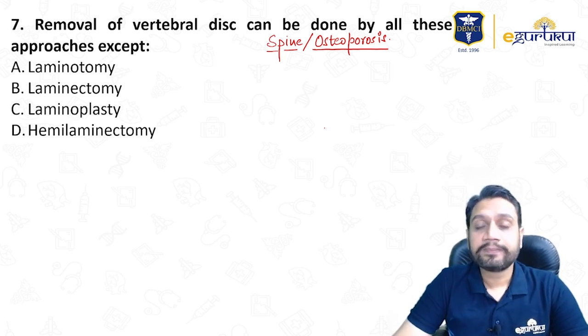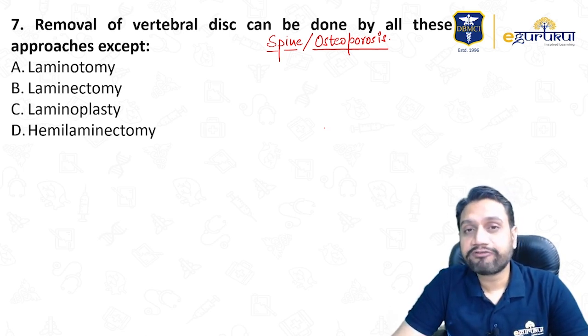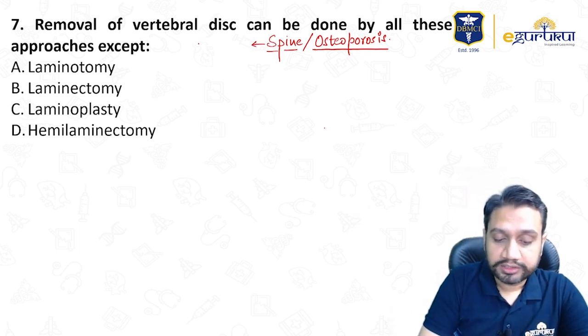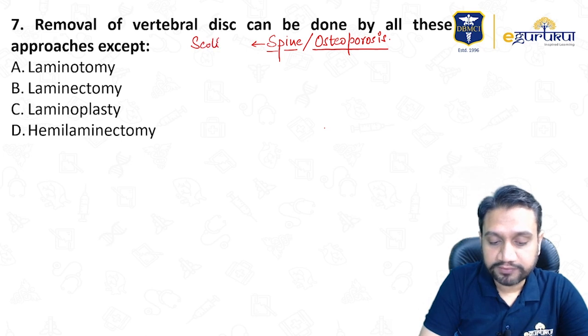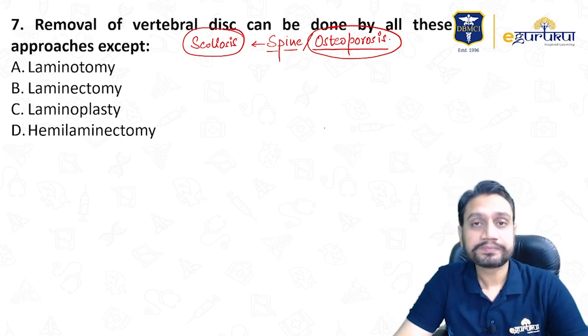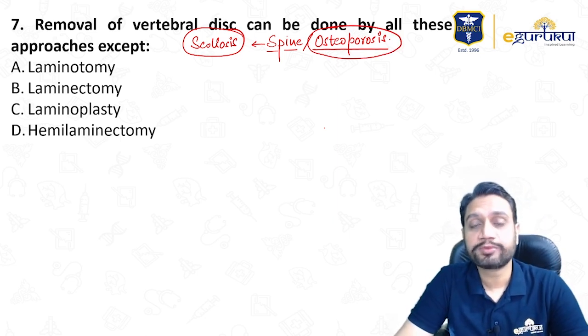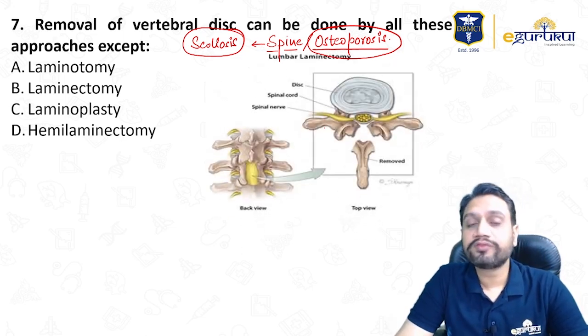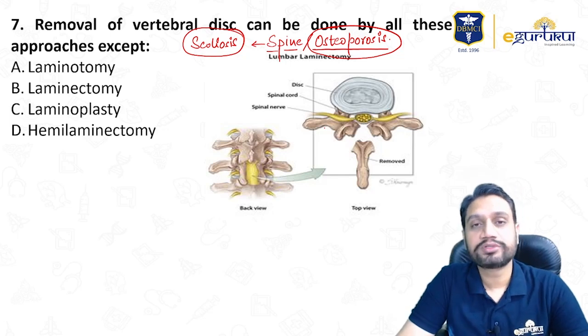Then in the spine, the different kinds of fractures and regional conditions like scoliosis. Out of spine topics, scoliosis is one of the most important, repeatedly asked topics. So please go through these two topics very thoroughly for your AIIMS exam, at least from the orthopedics point of view, as they have been asked repeatedly. Now coming to this particular question: removal of the vertebral disc can be done by all of these approaches except.